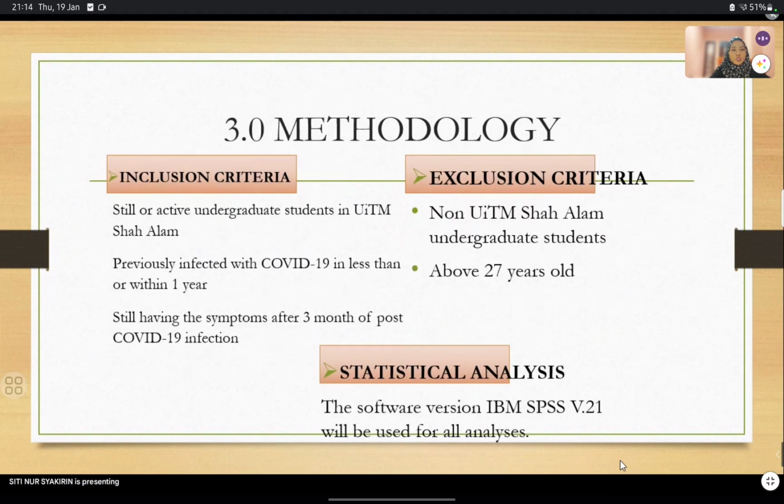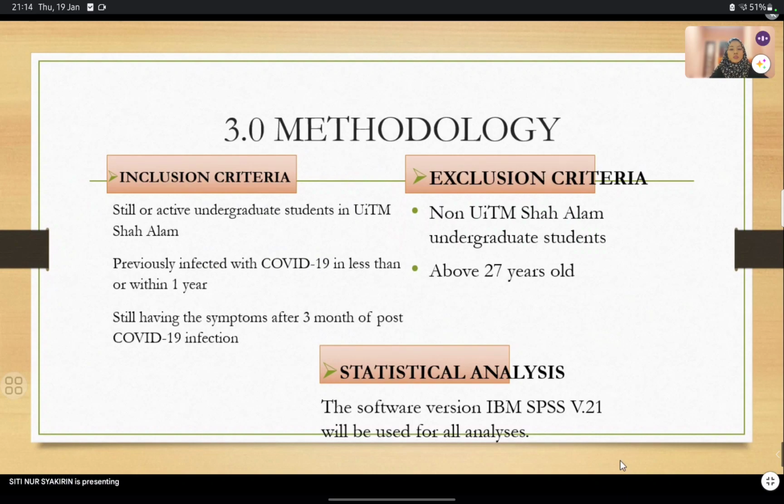So here the inclusion and exclusion factors: there must be an active UiTM Shah student, an undergraduate UiTM student, previously infected with COVID-19 and still having the symptoms after 3 months. And also, the exclusion factors are not a UiTM Shah student and exceeding 27 years old.